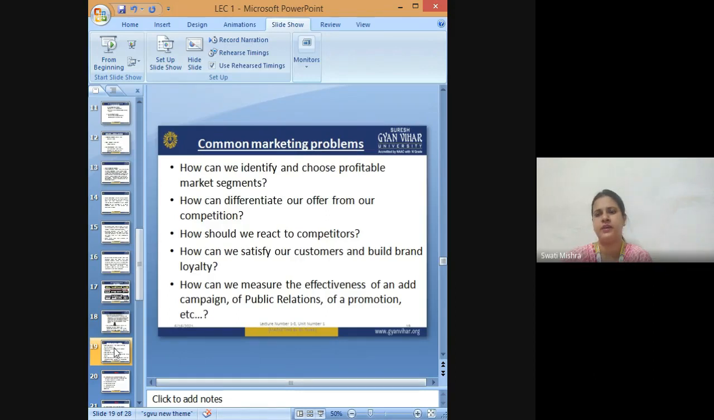Now let us move ahead and talk about some common problems that are supposed to be addressed after you've understood the basic concept. As you move ahead with me in the next sessions, you will have to address some common problems in marketing. The first one being, how can we identify and choose profitable market segments? How can we differentiate our offer from that of our competitor? How should we react to these competitors? How can we satisfy our customers and build brand loyalty? How can we measure the effectiveness of an ad campaign, of public relations, of promotion, et cetera? So these are the common marketing problems which every marketer has to address at one point of time.